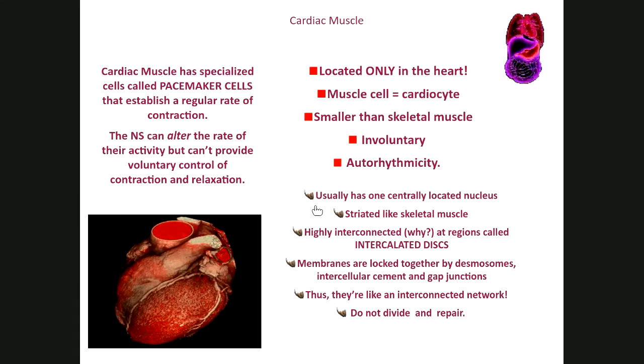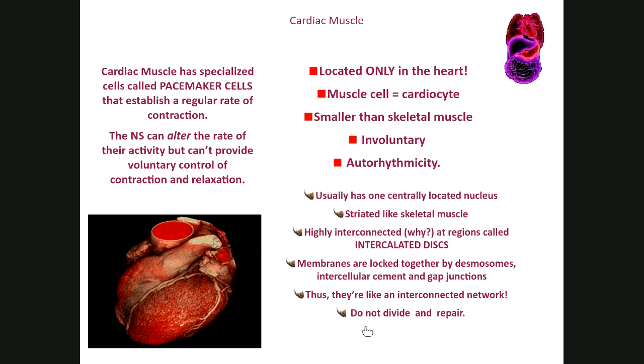Cardiac muscle is only located in the heart. Each muscle cell is called a cardiocyte. So histologically, their cells are smaller than skeletal muscle cells. The nuclei are centrally located. The unique thing about cardiac muscle cells is in between each cell, they have intercalated discs. And what they are are regions of gap junctions where the electrical impulse can easily pass from one cell to the next.